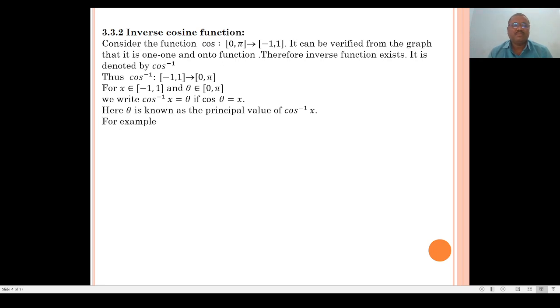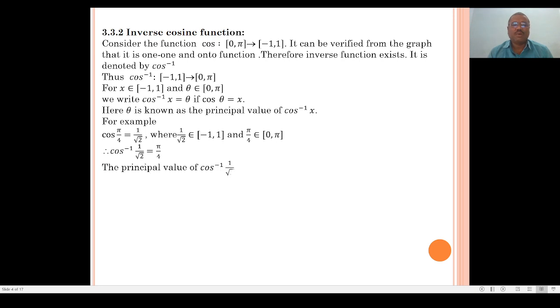So for example, cos pi by 4 equals 1 by root 2, where 1 by root 2 belongs to closed interval minus 1 to 1 and pi by 4 belongs to 0 to pi, and therefore cos inverse 1 by root 2 equals pi by 4. And the principal value of cos inverse 1 by root 2 is pi by 4. However, though cos minus pi by 4 equals 1 by root 2, we cannot write cos inverse 1 by root 2 equals minus pi by 4, as minus pi by 4 does not belong to 0 to pi.